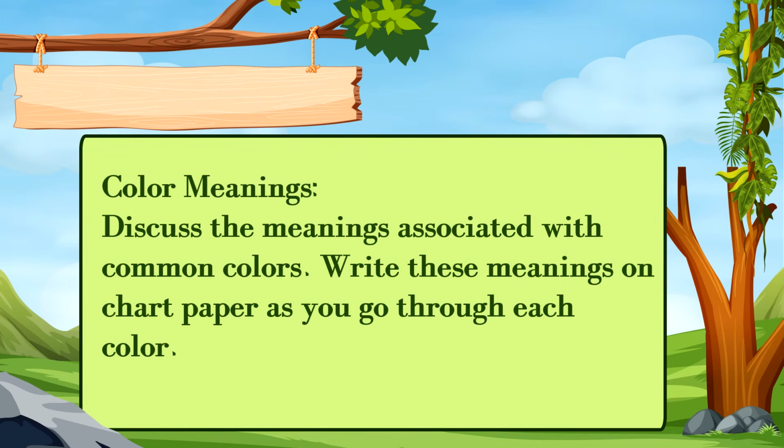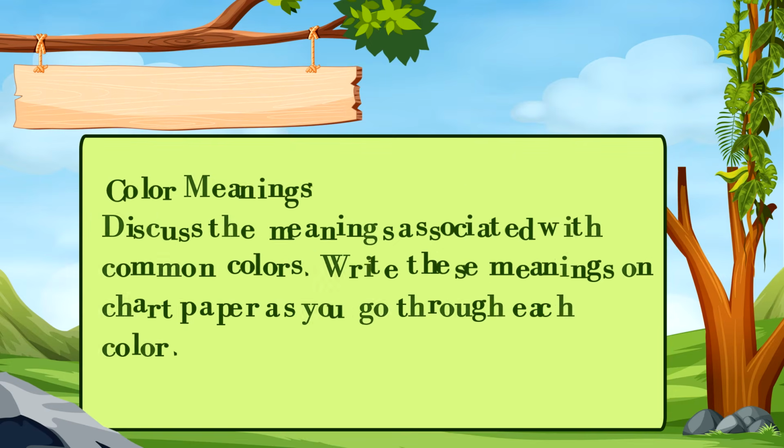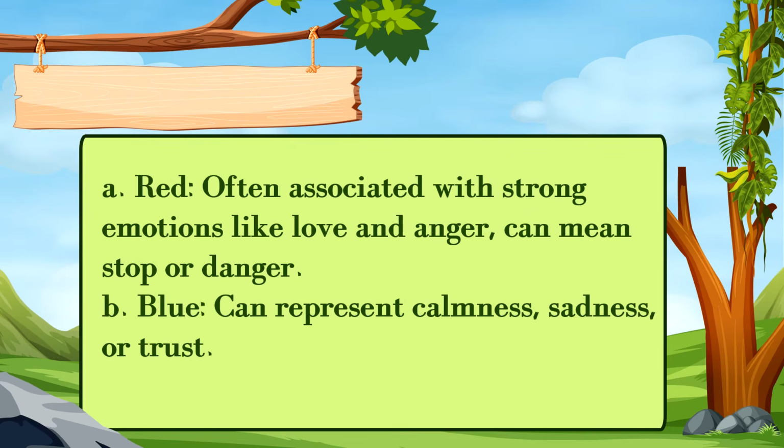Discuss the meanings associated with common colors. Write these meanings on chart paper as you go through each color. Red is often associated with strong emotions like love and anger. It can mean stop or danger. Blue can represent calmness, sadness, or trust.